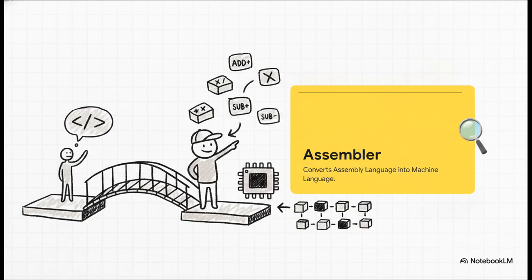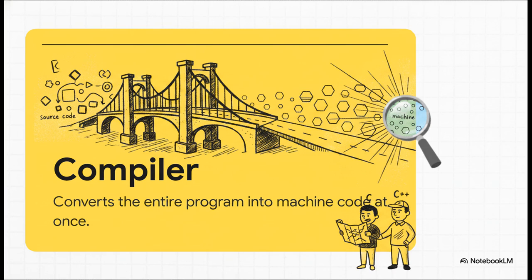First up is the assembler. Think of the assembler as the rugged local guide stationed specifically down at the low-level rope bridge. Its one and only job is to take those assembly language mnemonics like add and sub and decode them straight into the binary machine code that the processor can actually execute. Next, we have the compiler. Imagine the compiler as a super meticulous bridge architect.